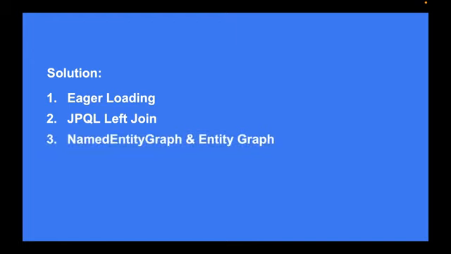We can use eager loading instead of lazy loading. The next one is JPQL, the Java Persistence Query Language, where we can use a JPQL left join. After that we have named entity graph and entity graph. Named entity graphs are another way to describe the query in JPA 2.1, and we can use them to formulate better performing queries. And after that we have transactions: we can use @Transactional on the service layer. So these are the solutions available. I'm going to explain them one by one.